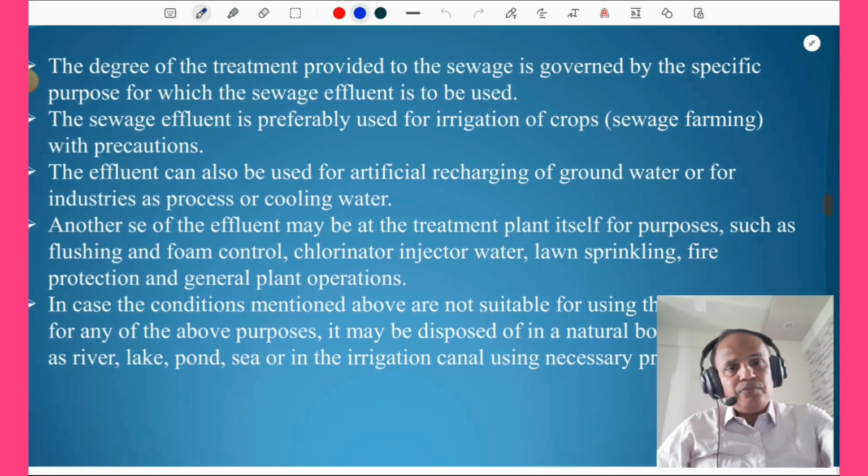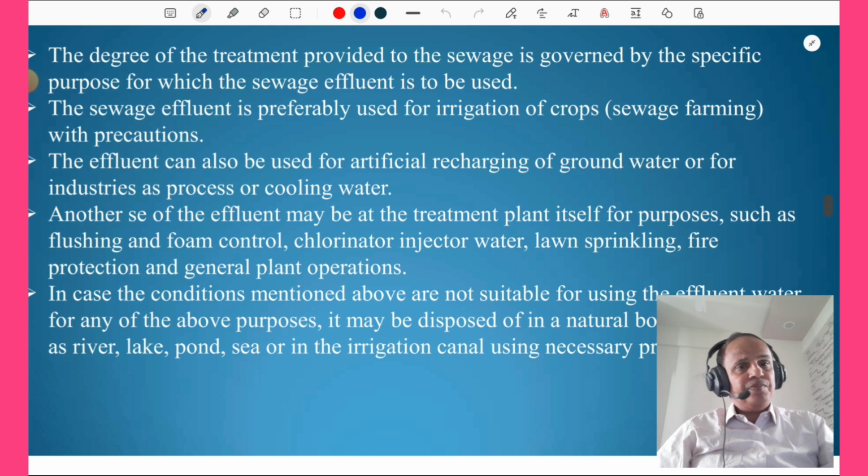Another use of effluent may be at the treatment plant itself for purposes such as flushing or foam control or chlorinator injector water or lawn sprinkling or for fire protection and general plant operations. That water may be used.